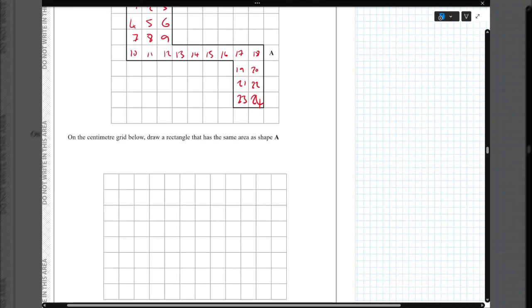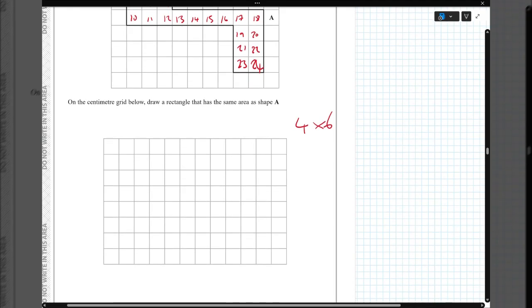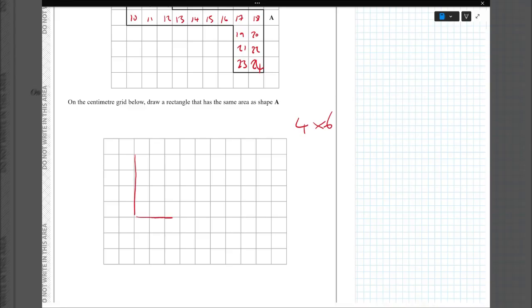So to do a rectangle, I can do a 4 by 6. We could do a 12 by 2. Probably won't fit. Might fit widthways. 1, 2, 3, 4. 1, 2, 3, 4, 5, 6. There we go. And you'll use a ruler and a pencil. So a 4 by 6 rectangle will do the trick.